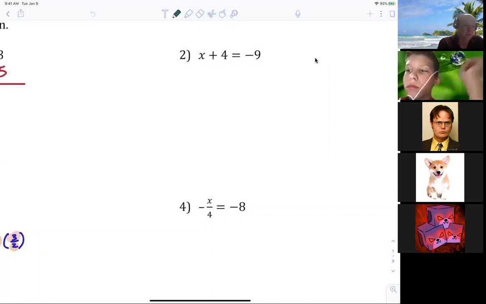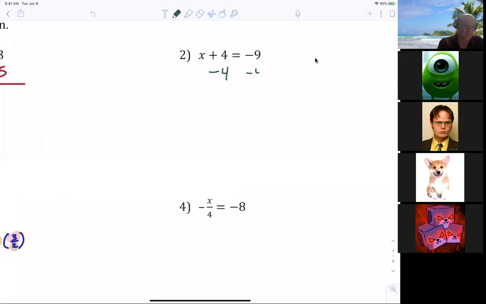How do we undo plus 4? We subtract 4. And so now the positive 4 and the negative 4 cancel out. So x is equal to negative 13. All right.